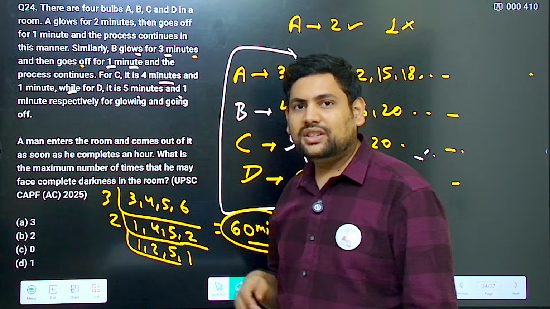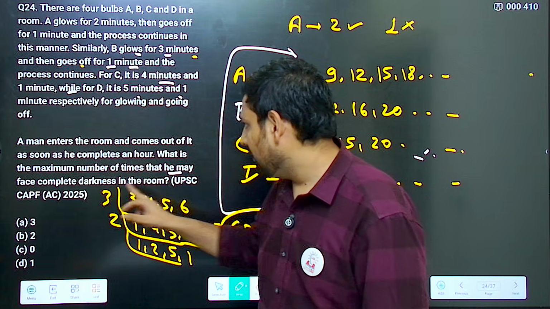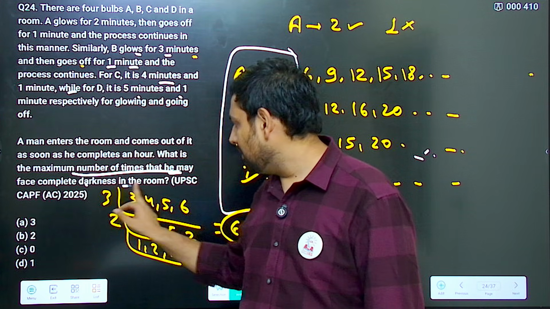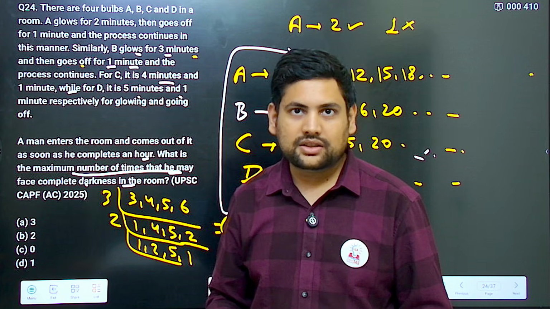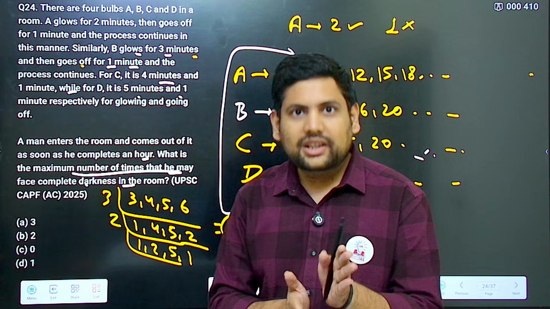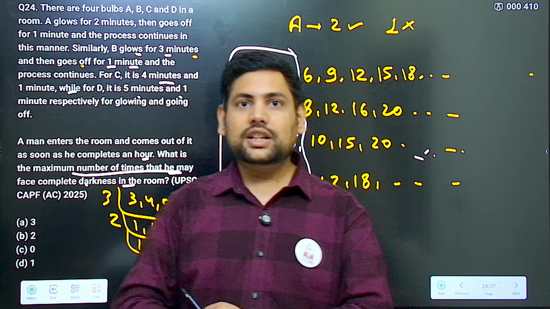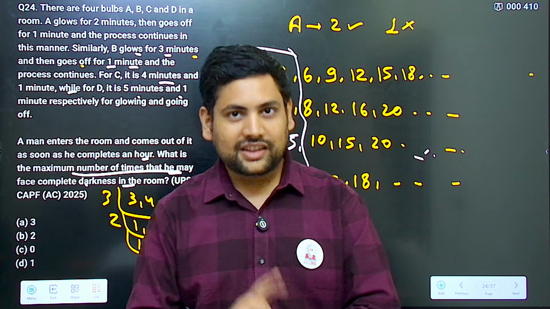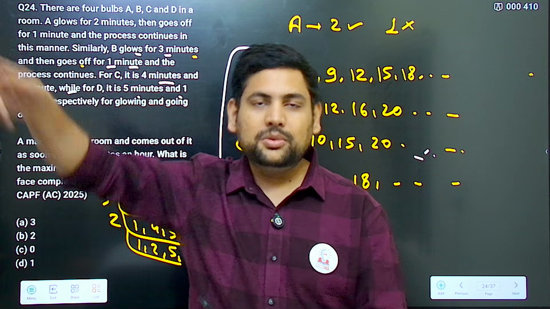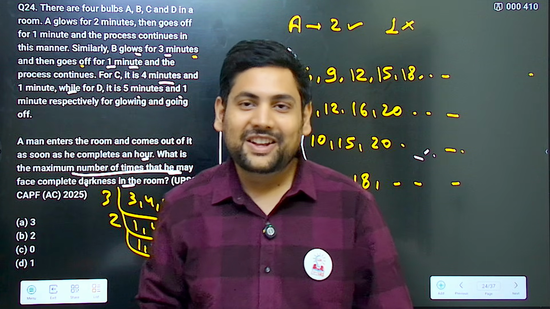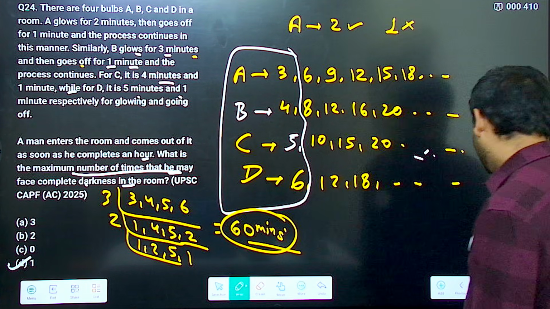Now, it is asking what is the maximum number of times he may face complete darkness in an hour. So you consider that case where he does face darkness, not the limiting case. In 60 minutes, maybe that minute is just coming about. He enters, after 5 minutes it goes off. That is possible. Now, can he see it again? The next time it will come after 60 minutes, he'll be gone from that room. So how many times maximum? D, that is 1 time.